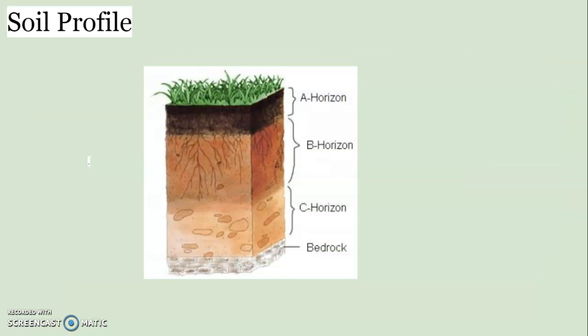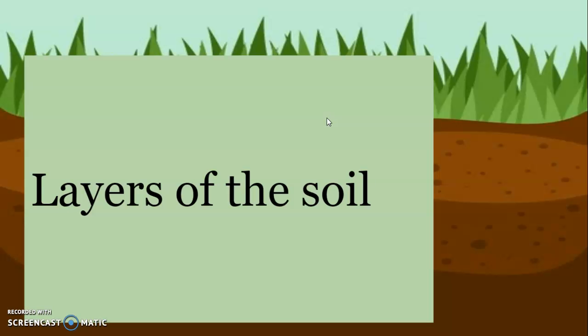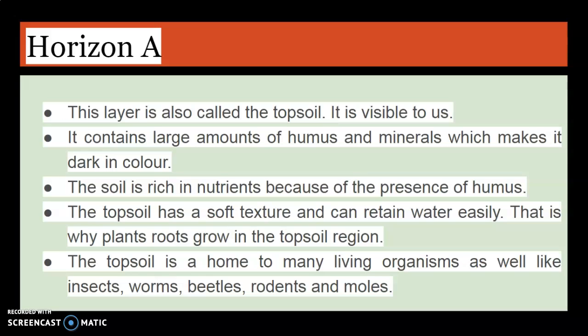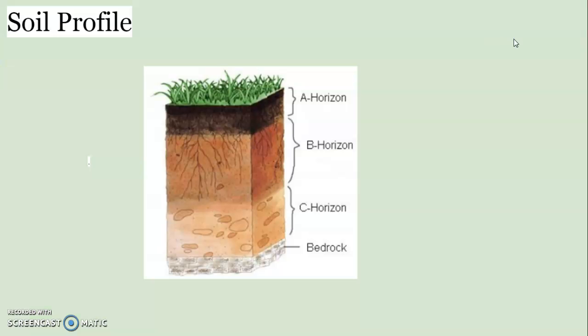Okay, so this is the figure of the soil profile. The first layer is A horizon. So now first let us learn about A horizon, the layers of the soil. First comes horizon A. This layer is also called the topsoil, which is visible to us.